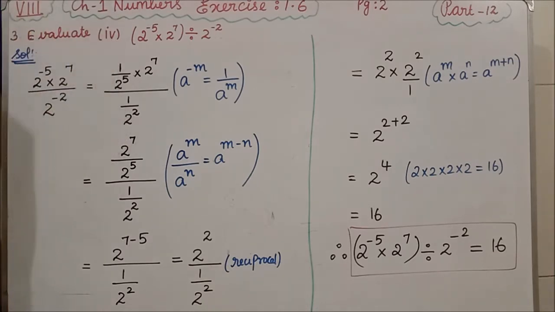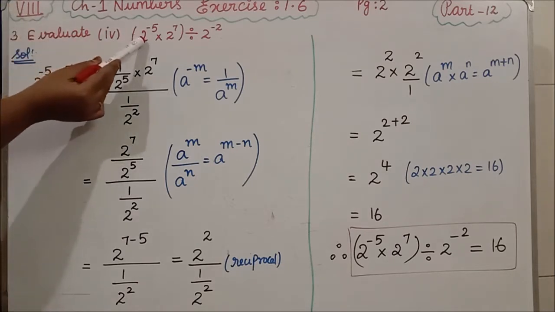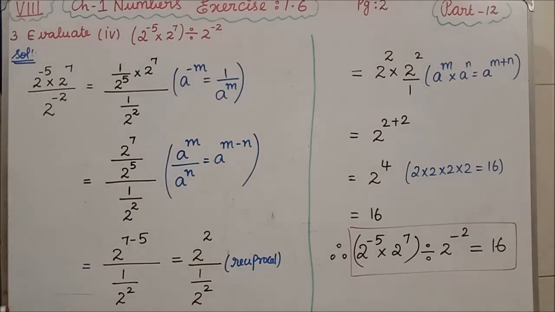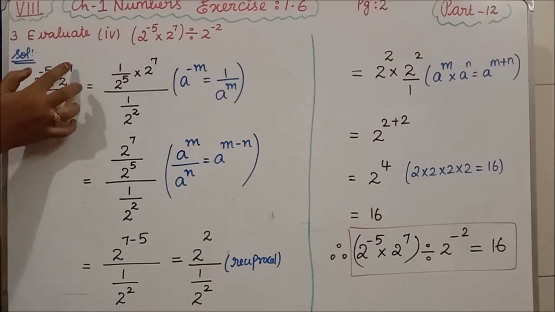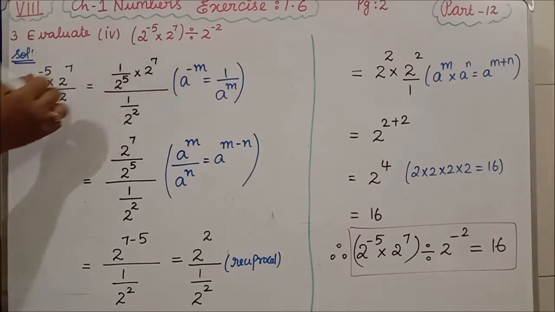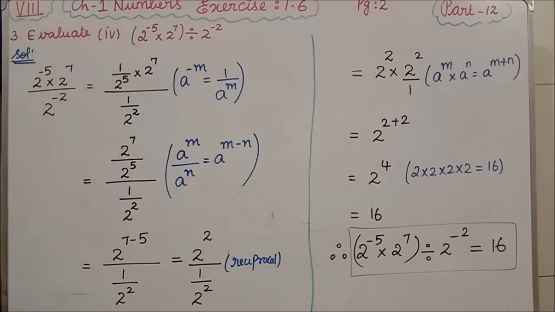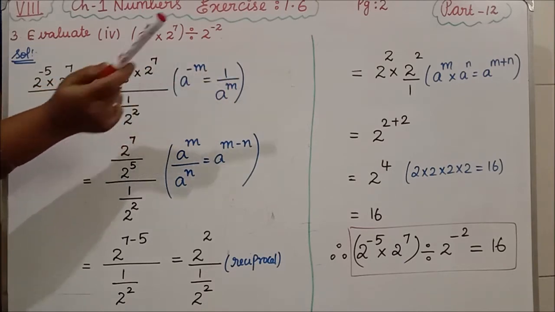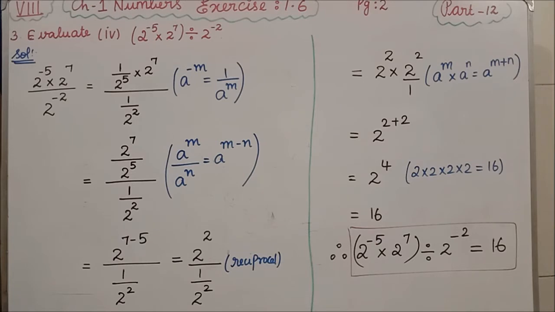Evaluate, I am doing the fourth subdivision: 2 power minus 5 into 2 power 7 divided by 2 power minus 2. That is the question. They have given divided, no, so I have written it in this form. Clear students, what I told: if the power has a minus, it will go to the denominator and become positive. I told you, a power minus m means 1 divided by a power m. You have seen the formula, isn't it?